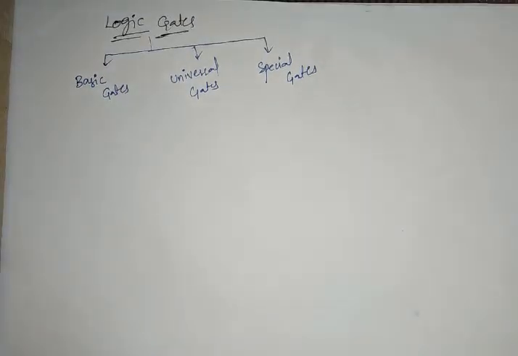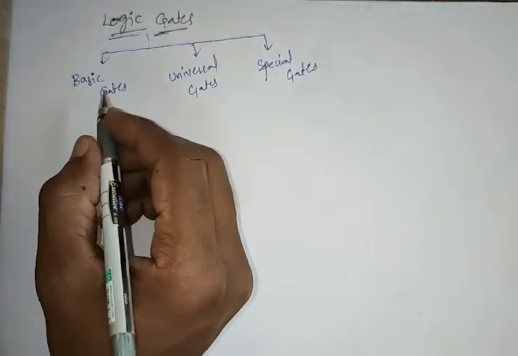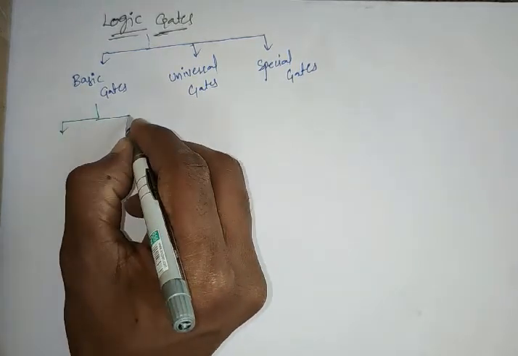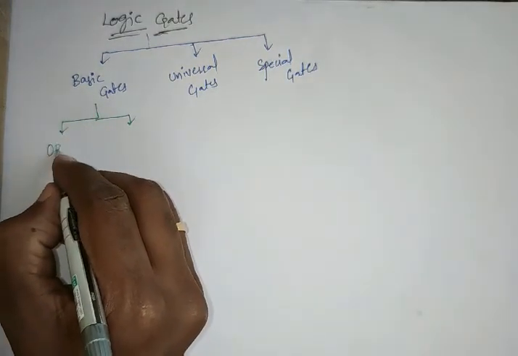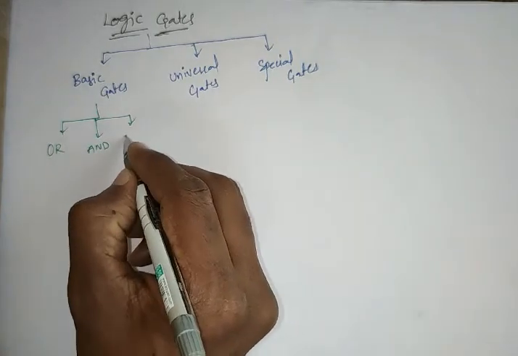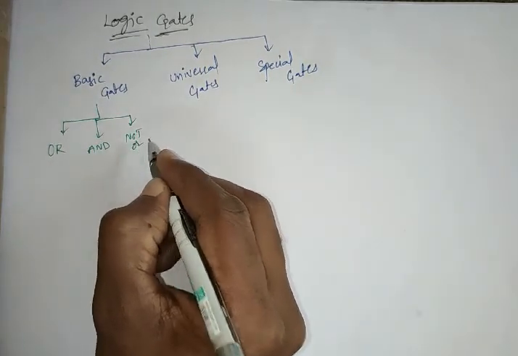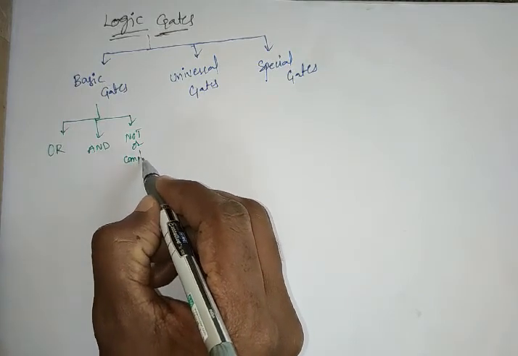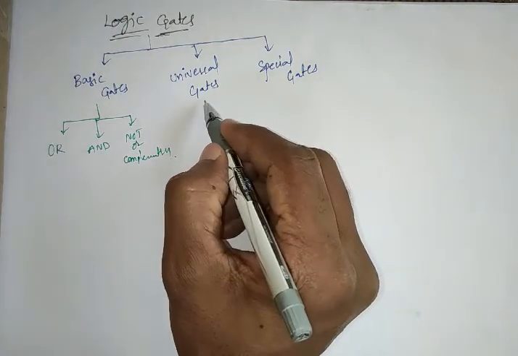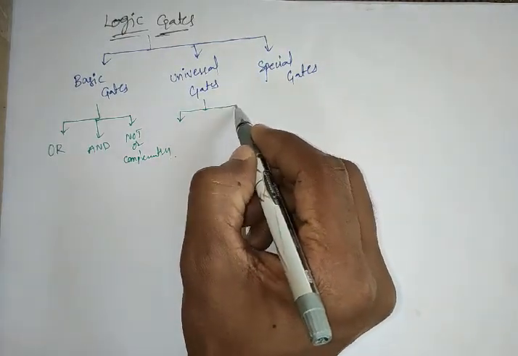Now we'll see. The basic gates are again classified into three types. These are the basic representation gates: the OR gate, AND gate, and NOT gate. The NOT gate is also called a complementary logic gate.